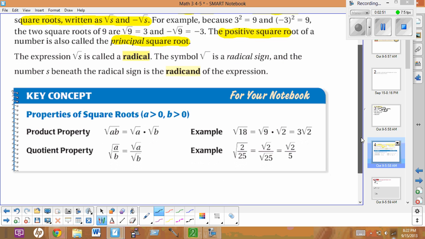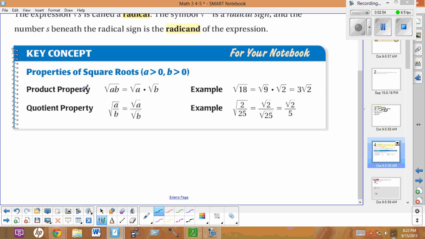Okay, let's move on and see how we're going to do this. We have some properties, and I'm going to quickly go through these: the product property and the quotient property. The product property basically says that if I'm multiplying two radicals together, I can rewrite them multiplied together under the same radical. Or I can take a radical and split it up into two separate radicals being multiplied together. For example, the square root of 18 can be rewritten as the square root of 9 times the square root of 2, and we all know that the square root of 9 simplifies into 3. I could also go backwards and say the square root of 9 times the square root of 2 is equal to the square root of 18.